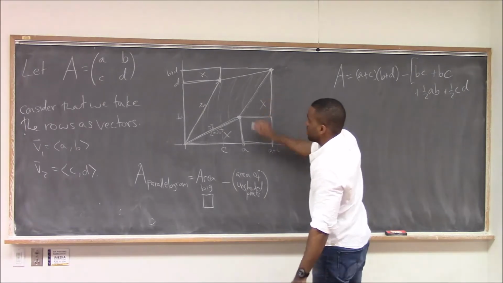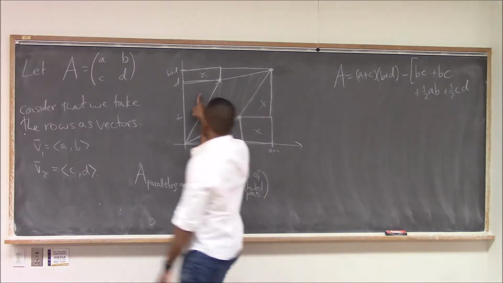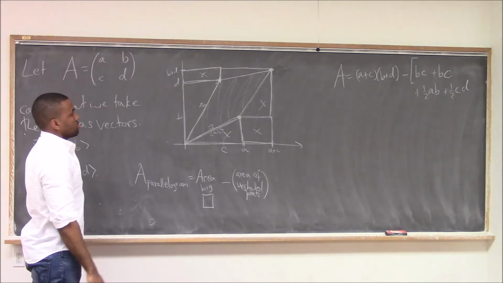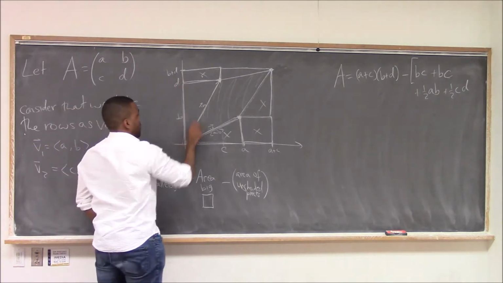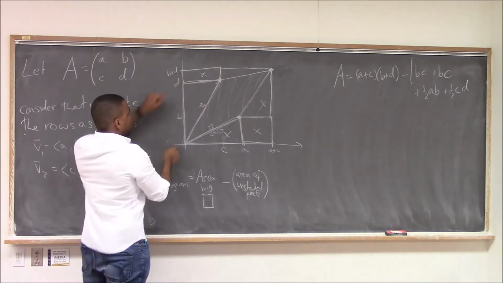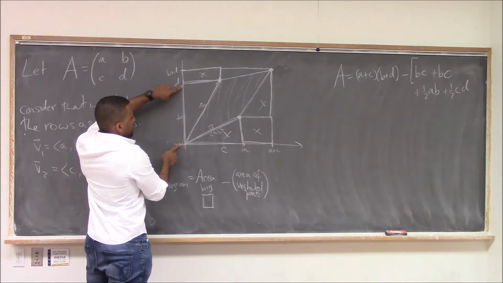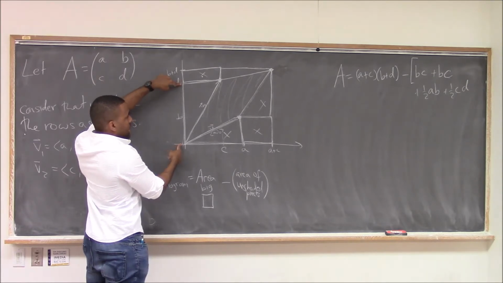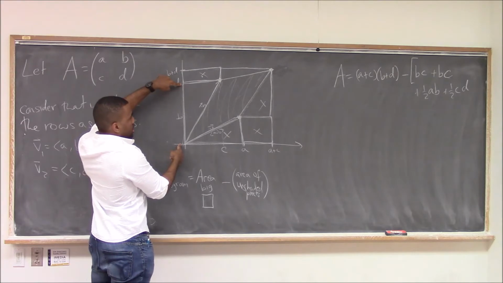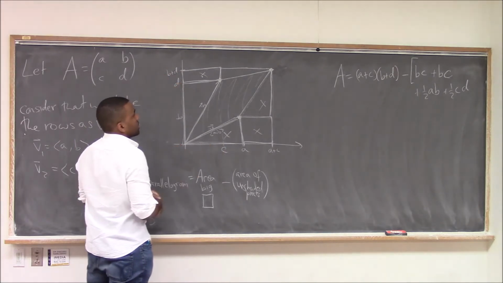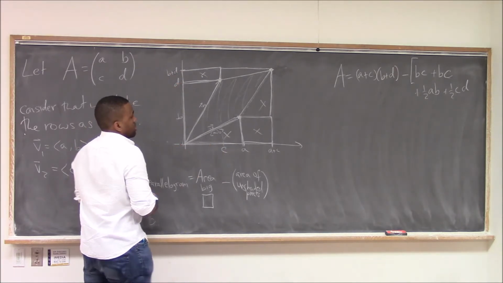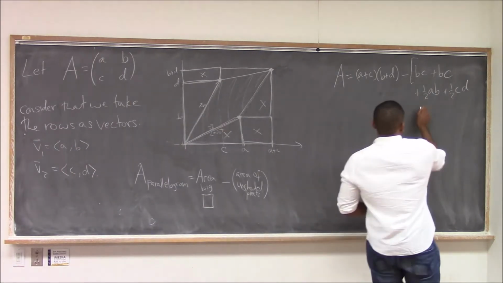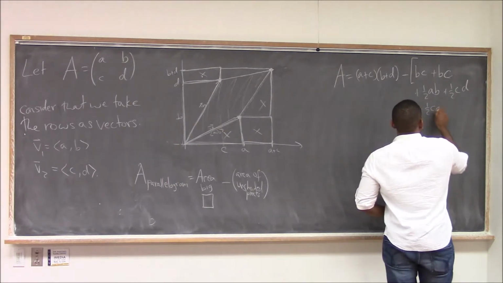And get rid of that. This right triangle, that would be half B plus D times C, half D times C. The height is D, and what is the width? C. So that's 1/2 CD again?